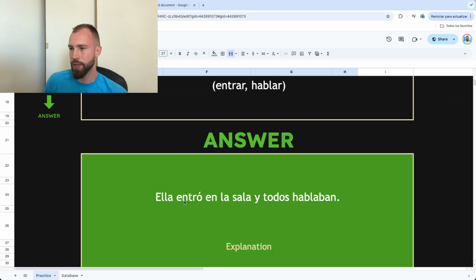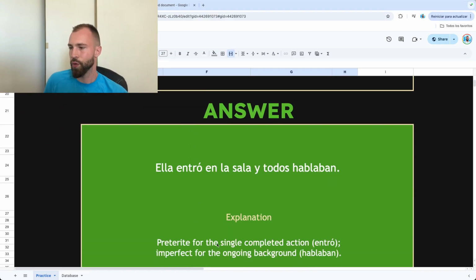She entered the room, ella entró, and it's preterite for the completed action, right? So my way of thinking about the preterite, this is what I tell my students. I like to give one simple rule that might not apply 100% of the time, which is typically the case in languages. You're never going to have a rule that's 100% foolproof. There's almost always an exception. But this one is pretty solid.